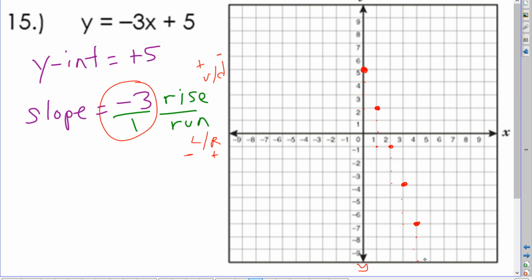When you're done, you connect your points, you draw arrows on both ends, and if you're using a ruler, you can extend that line longer than your points. And then you label the equation with its title, which is y equals negative 3x plus 5. That's the name of the equation, so you need to label it.